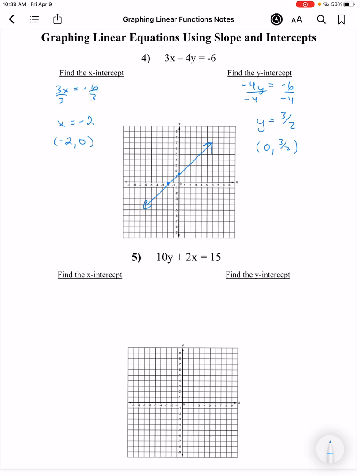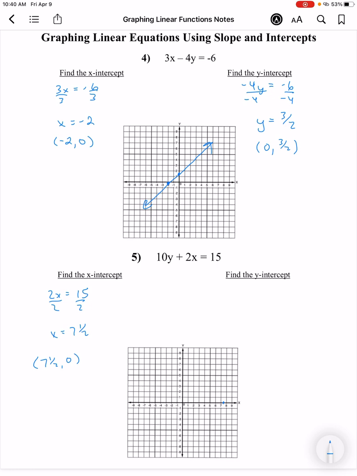All right, looking at our last one, we've got 10y plus 2x equals 15. So to find the x-intercept, I'm going to say 2x equals 15, divide by 2. So x equals 7.5. So my ordered pair would be (7.5, 0). So I could put a dot at 7.5.